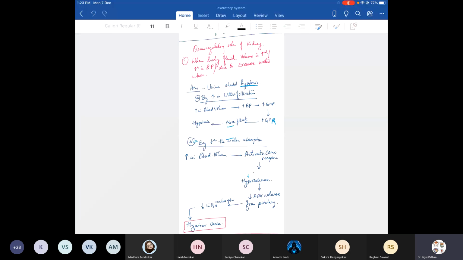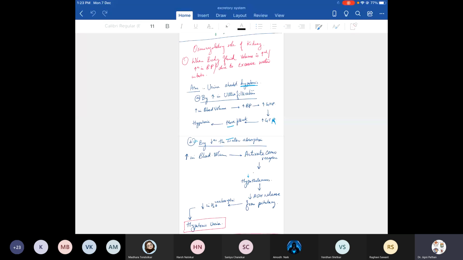In the body, when the water amount is increased, we need to maintain the blood volume. Actually, the kidney maintains the body volume. So, if the blood volume is more, the water in the blood is more, the kidney needs to remove the water. How does it do it? It does it by two functions. One is by increasing the ultrafiltration and the other is by decreasing the water reabsorption.